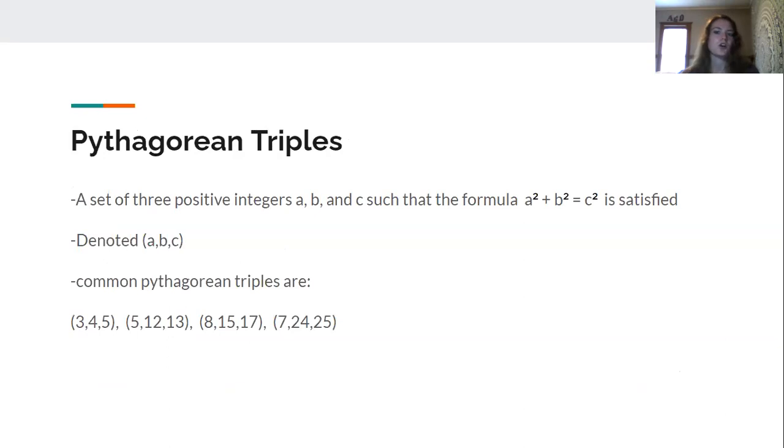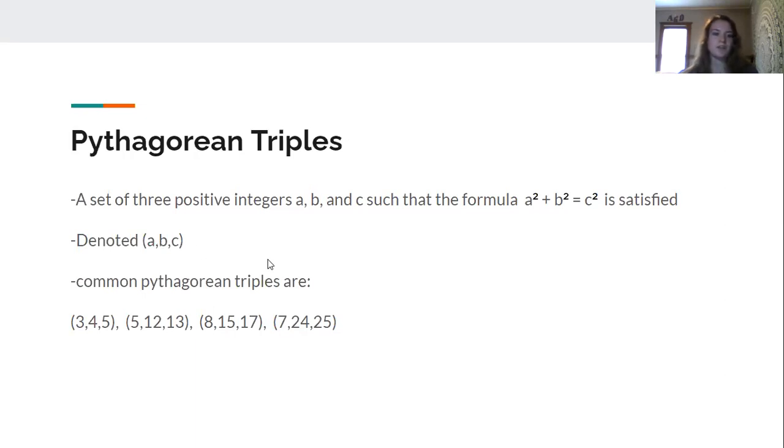So Euclid also talks about the concept of Pythagorean triples in Book 10. And so what Pythagorean triples are is they are a set of 3 positive integers, a, b, and c such that the formula a squared plus b squared equals c squared is satisfied. And so we typically will denote a Pythagorean triple by a, b, c in parentheses.